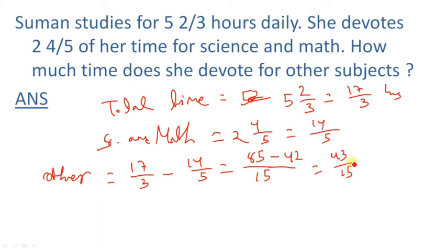Now you can express this in the form of a mixed fraction. How? 43 divided by 15. 15 into 2 is 30, so the quotient is 2 and the remainder is 13. So 43 by 15 can be written as 2 whole 13 by 15. In this way subtraction is done. So this is it for subtraction.